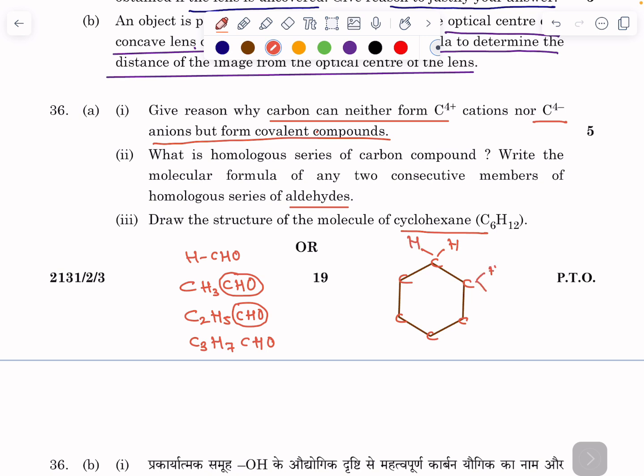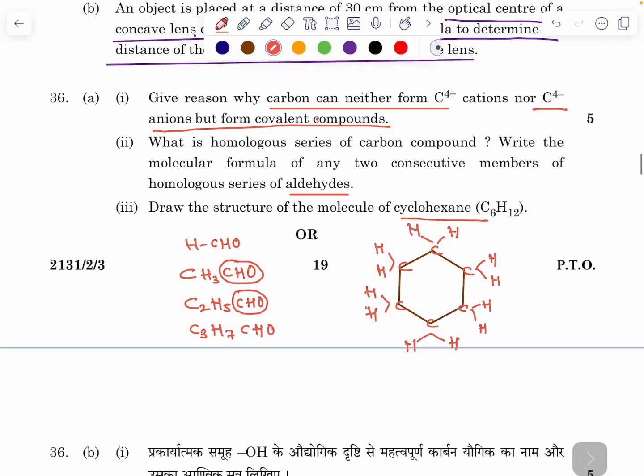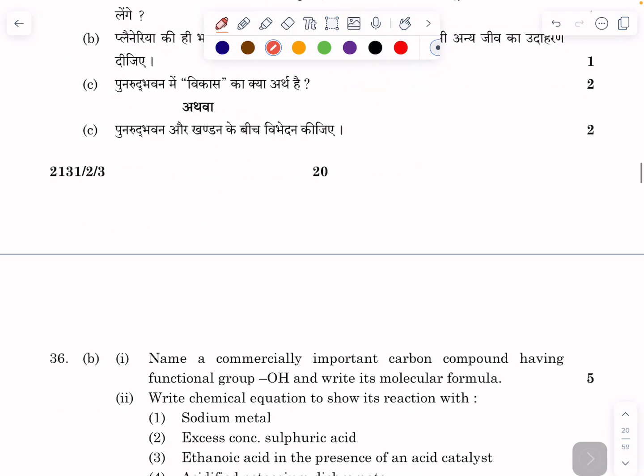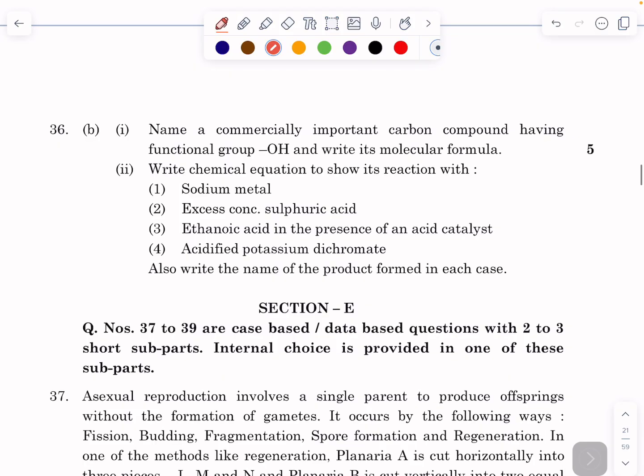Okay, these are the 6 C, 6 H 12. Each carbon atom has how many hydrogens here? 2 hydrogens, and this is the structure of cyclohexane. Okay, so next come to the question number 36b.